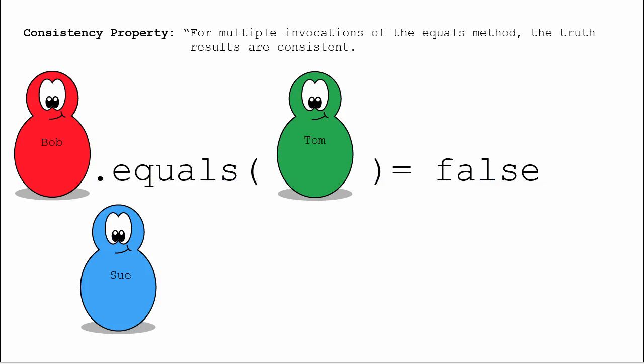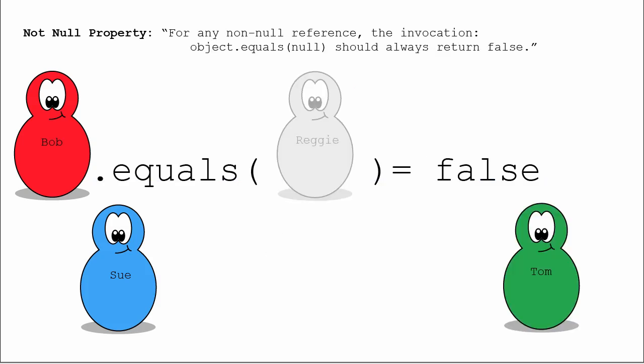Even though I don't have an exact name for it, I'll call it the not null property. This is the fifth and final property of the equals contract. It says for any non-null reference, the invocation object.equals null should always return false.